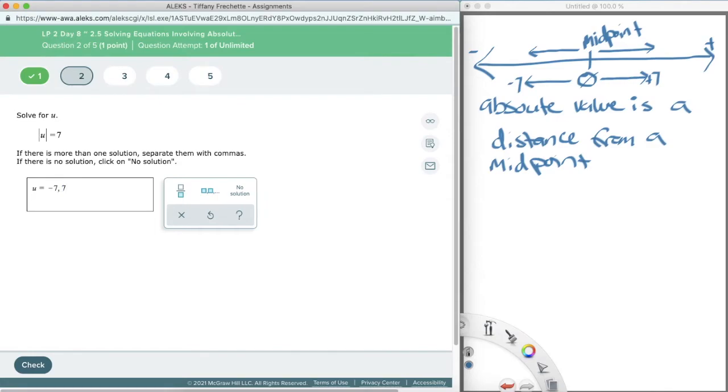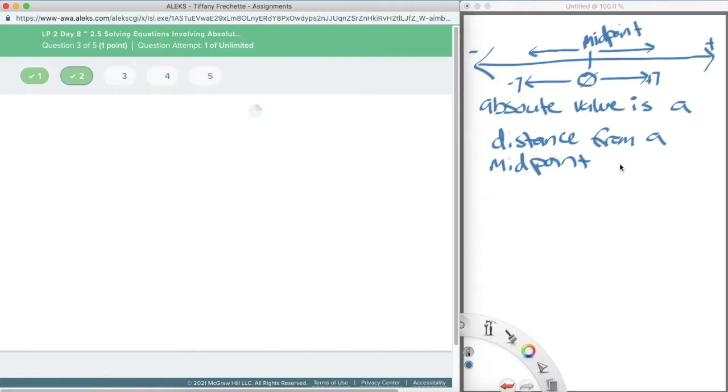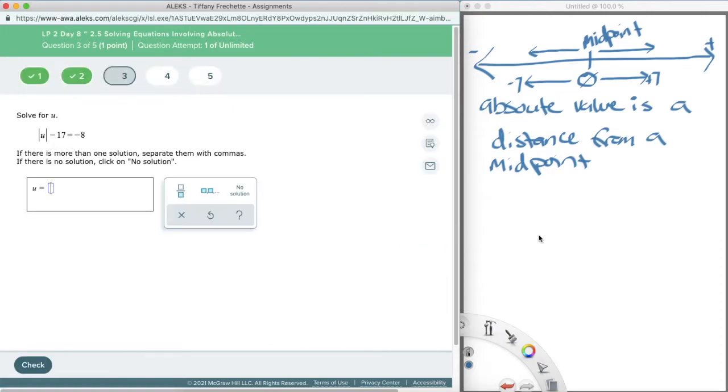So all different kinds of combinations of numbers here, but the main idea is you're looking at, okay, well, how do I move 7 units? If I move 7 units right, then I land on 7. If I move 7 units left, I land on -7. Alrighty. So I'm going to undo a few things here.